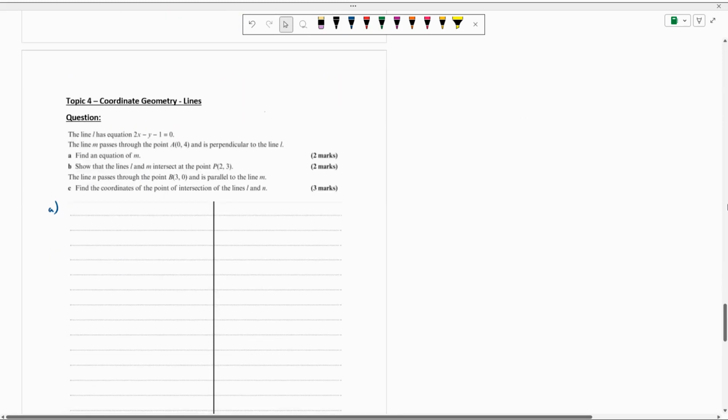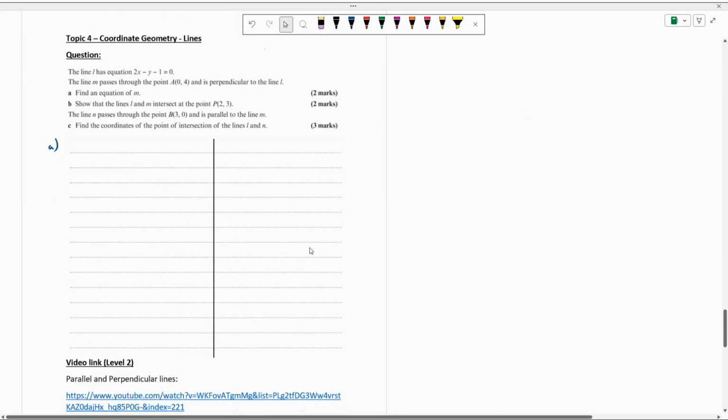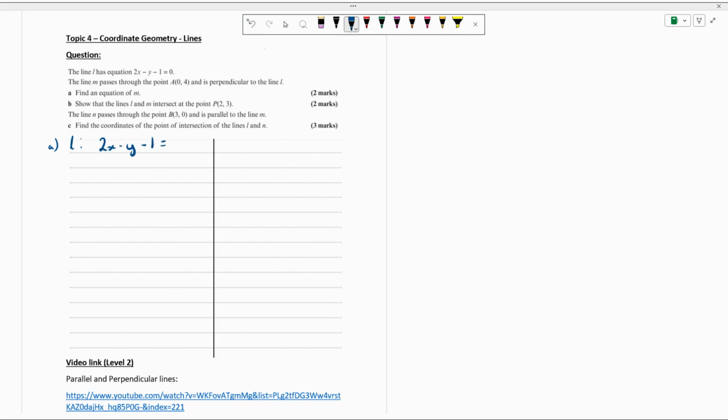Now on to the two probably longer questions, my coordinate geometry ones. This one is quite a lot of information to deal with, and we've got to deal with it bit by bit. So the first thing is line L has the equation 2x minus y minus 1 is 0. Now the line M passes through the points 0, 4 and is perpendicular to line L.